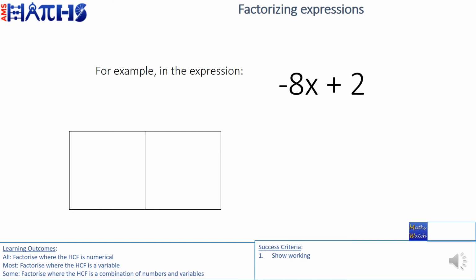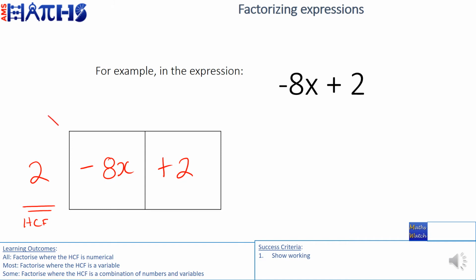Here's another example. We're going to find our highest common factor, all right? And first of all, let us write down the two terms we have, minus 8x plus 2. Right, so the biggest number that's going to go into 8 and 2 without leaving a remainder will be our highest common factor, and that number is 2.